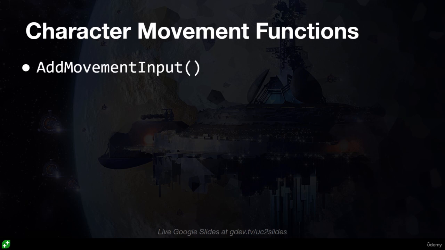First of all, there's going to be add movement input. Add movement input basically takes a vector and tells you which direction you're going to move in. So if it's a forward vector, you move forward. If it's a backwards vector, you move backwards. If it's a right vector, you move right, and so on. And the size of the vector is going to determine how fast you move in that direction.